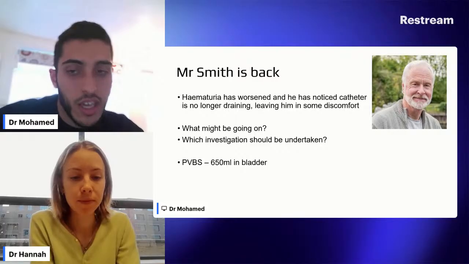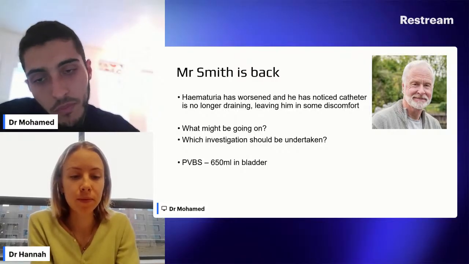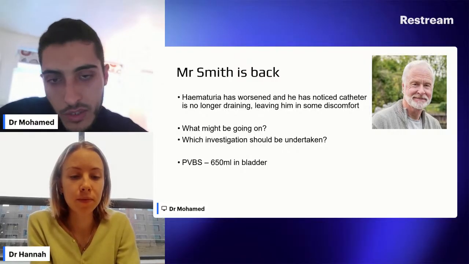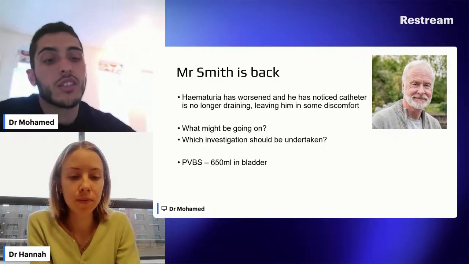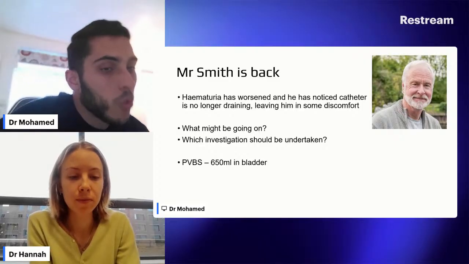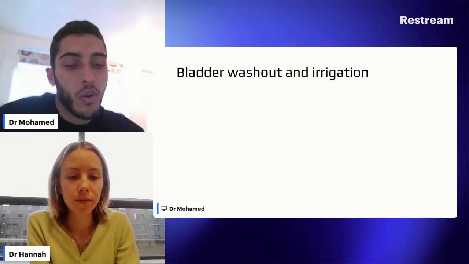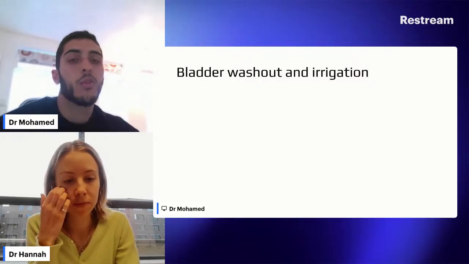And it shows that he has 650 mils in his bladder. That definitely shouldn't be there, especially if someone is catheterized. So he is indeed in retention, and specifically clot retention. So what are we going to do? We are going to manage that. And we do that with bladder washout and irrigation.